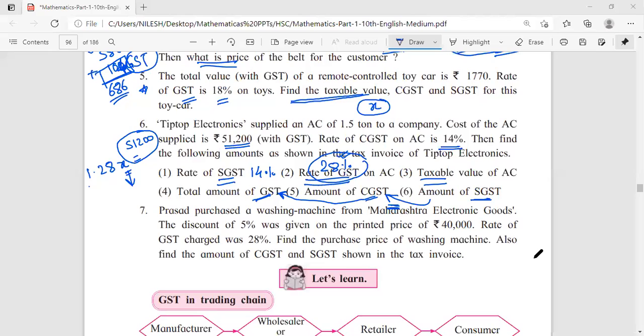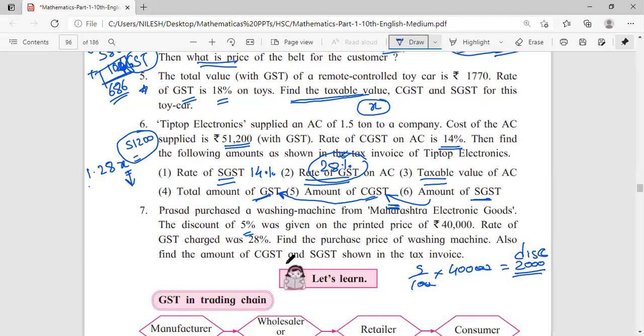Fine. Chalo, last question for the day. Again, I'm going to discuss, you are going to solve. Prasad purchased a washing machine from Maharashtra Electronic Goods. A discount of 5% was given on the printed price of rupees 40,000. 5% is given over what? 40,000. So how much is the discount given? 2,000 rupees. Yes or no?